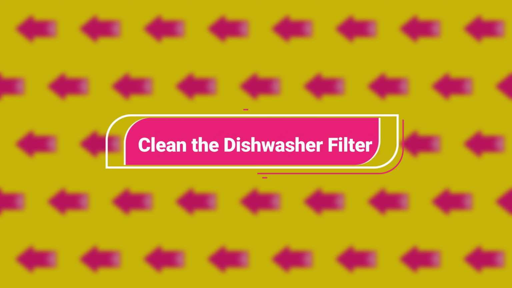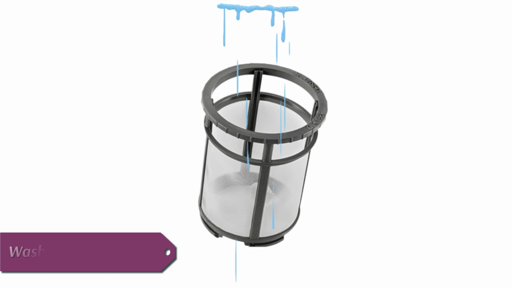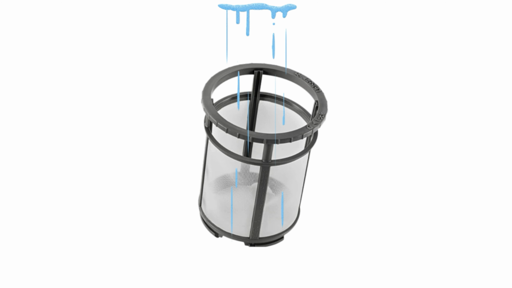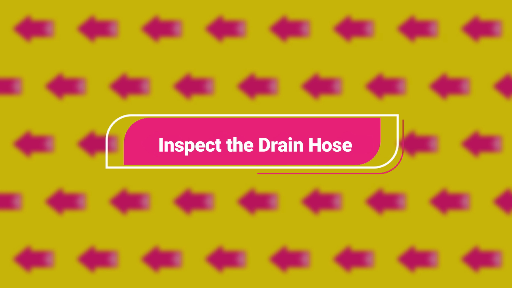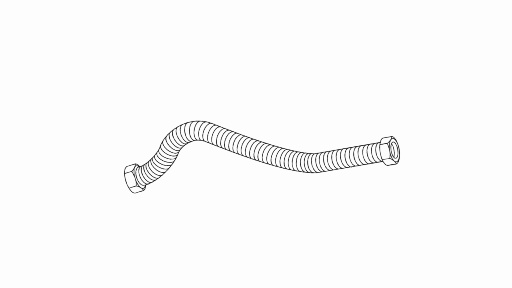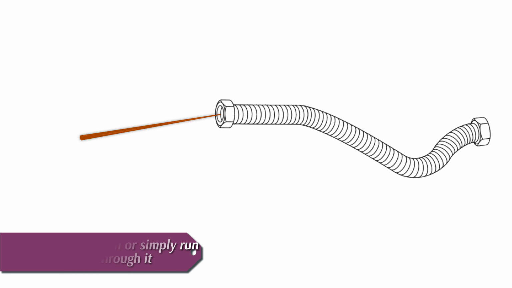Clean the dishwasher filter. Pull out the filter placed at the lower part of the dishwasher. Wash it under running water to ensure that all the particles of food and dirt on it have been washed off. Inspect the drain hose. Remove the drain hose and see if there are any bends or obstructions. To remove any obstructions, use a flexible brush or simply run water through it.